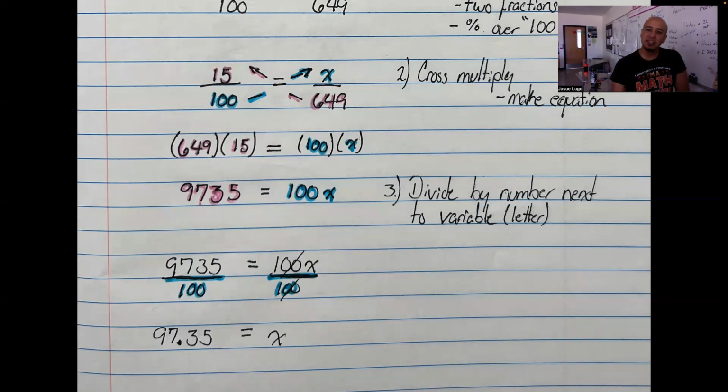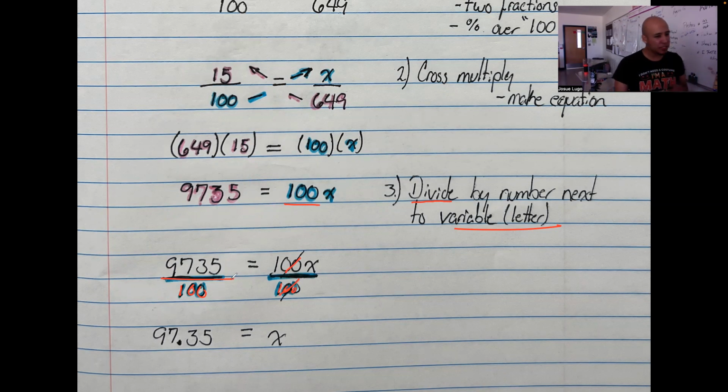And what's cool about this second step is that once you do it, you get a hint as to what to do in the third step, which is to divide. And we're always going to divide by the number that ends up being next to the variable. In this case, ladies and gentlemen, notice that we have 100 next to the x. So I need to divide 9,735 by 100. And when I do that, that gives me my answer.